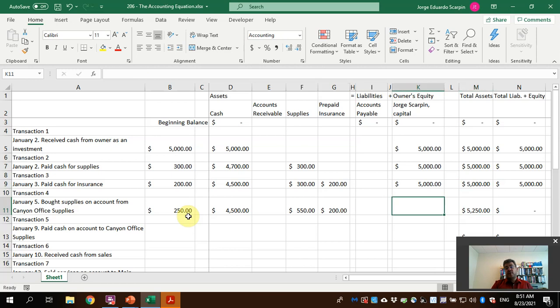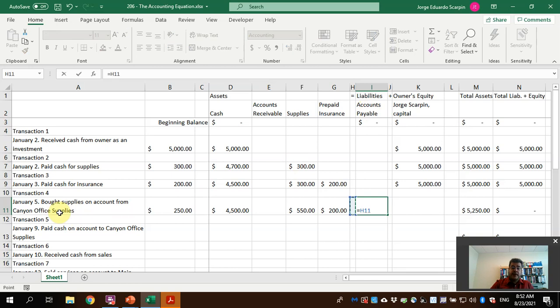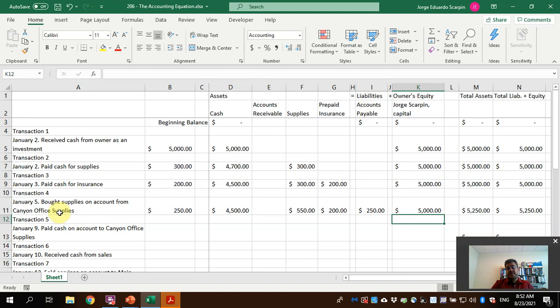Does it mean that our owner's equity increases? No, because here what increases is the accounts payable, our liabilities, because we owe money to Canyon Office Supplies. How much do we owe them? 250. And now our owner's equity remains the same. So 5,250.